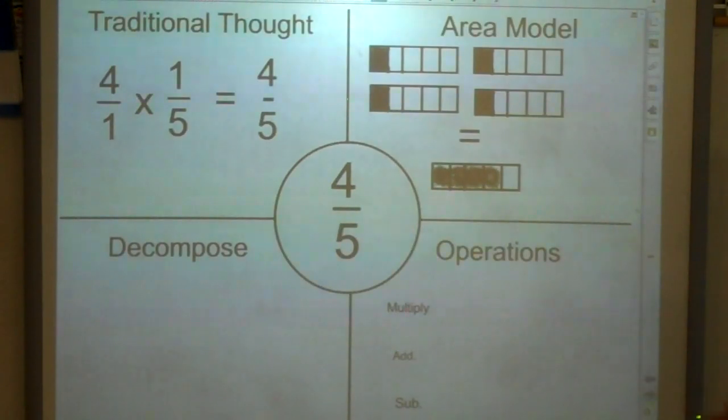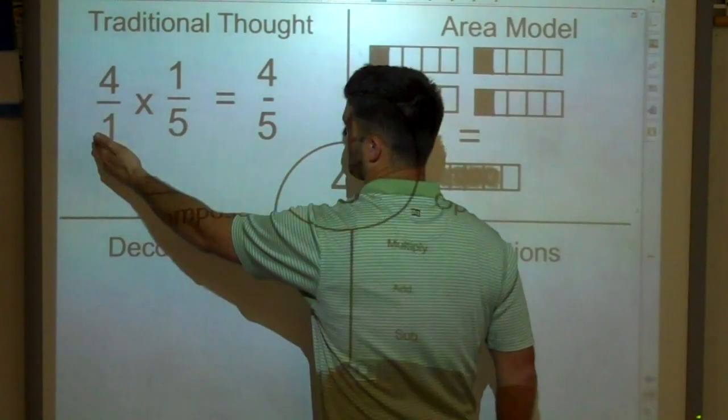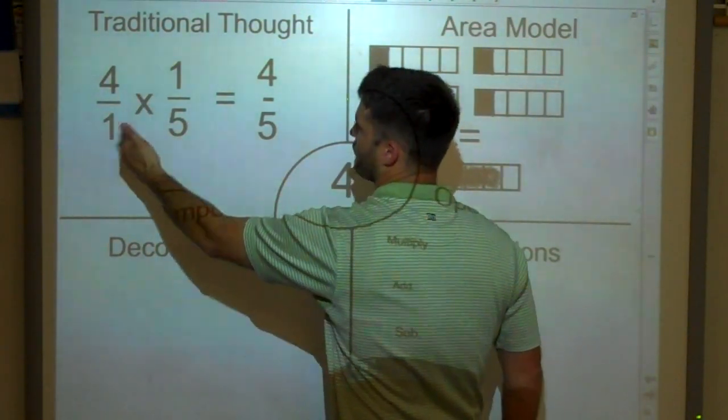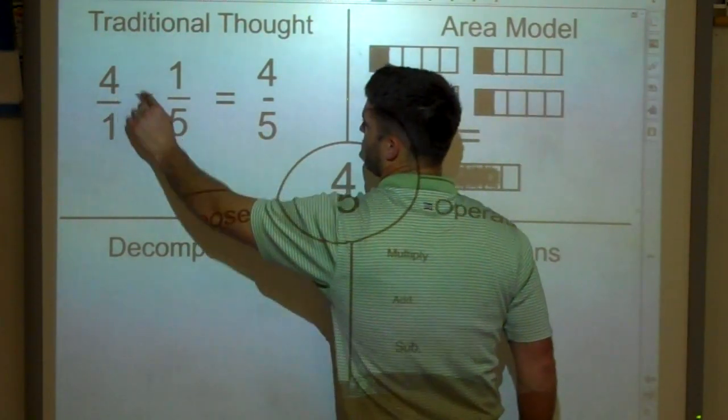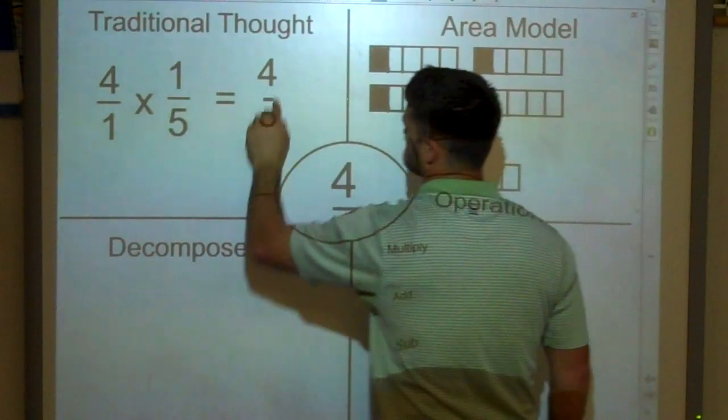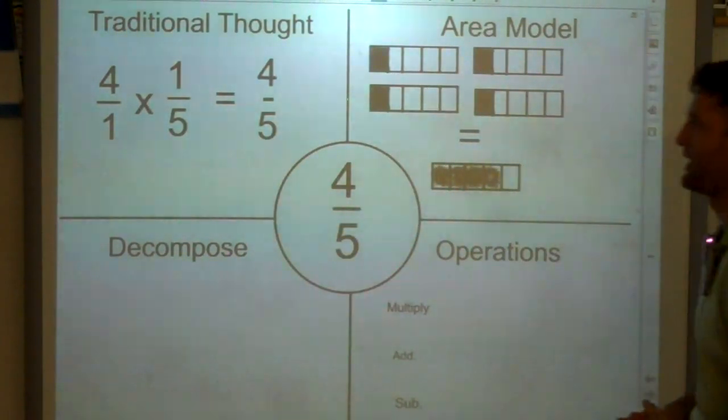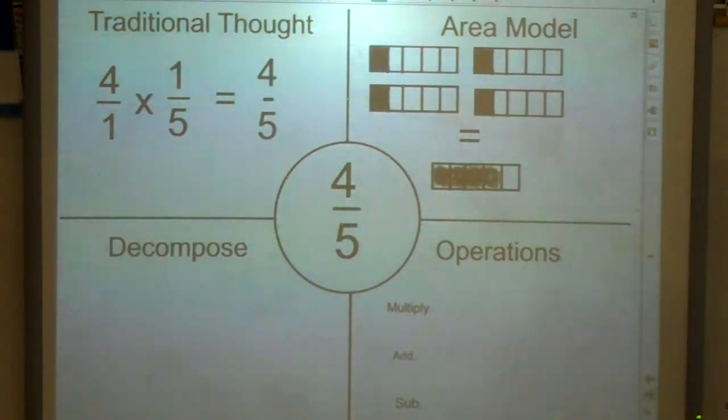So when we're first learning multiplying fractions, we're going to put the 4, which is a whole number, a lot of times over 1 and make an improper fraction. 4 over 1 times 1/5. So we have 4 times 1 is 4, 1 times 5 is 5, and we get 4/5 as our fraction. That's our traditional thought here.